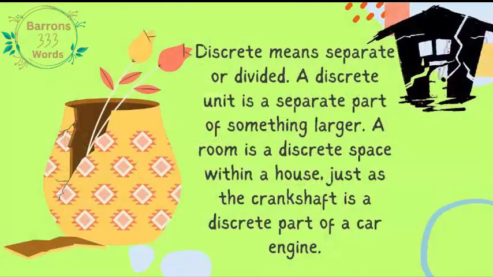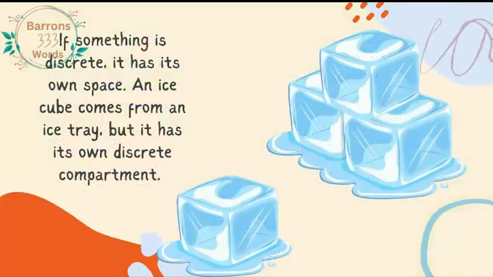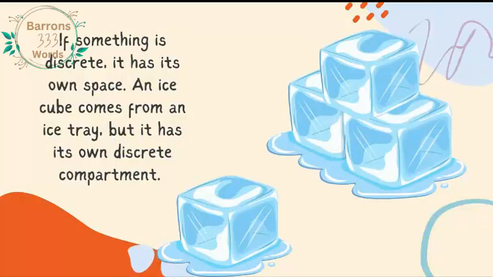Discrete means separate or divided. A discrete unit is a separate part of something larger. A room is a discrete space within a house, just as the crankshaft is a discrete part of a car engine. If something is discrete, it has its own space. An ice cube comes from an ice tray, but it has its own discrete compartment.